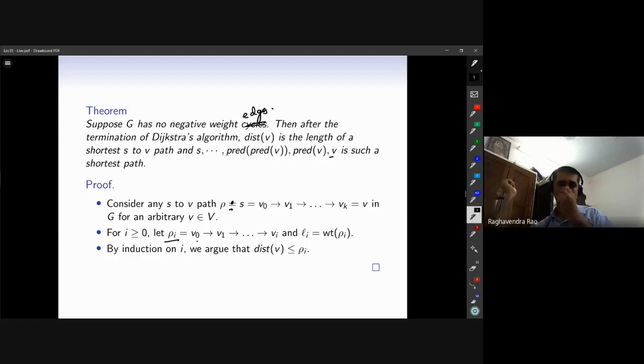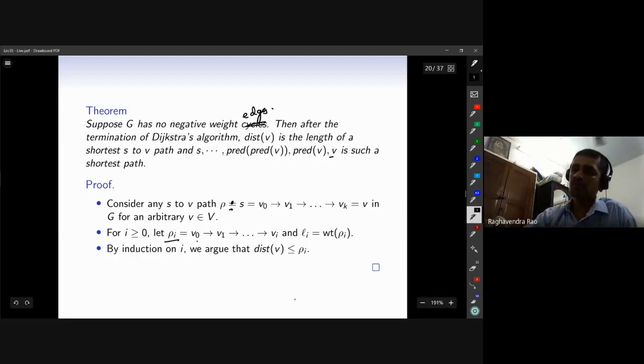So what we'll argue, by induction on i, is that distance of Vi is at most Li. The distance computed by Dijkstra's algorithm is bounded by the length of the prefix. Okay, so that's what we are going to argue.